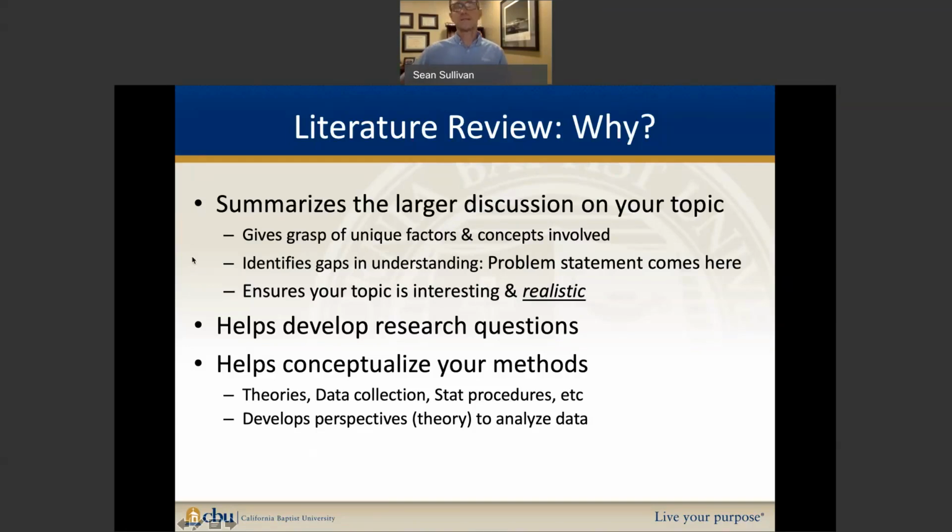So we conduct this literature review in order to summarize the larger discussion on our topic, as we've already said, to give a picture to the reader of the unique aspects of the topic that you intend to study and the specific concepts and the different avenues that the topic has been discussed under, okay?